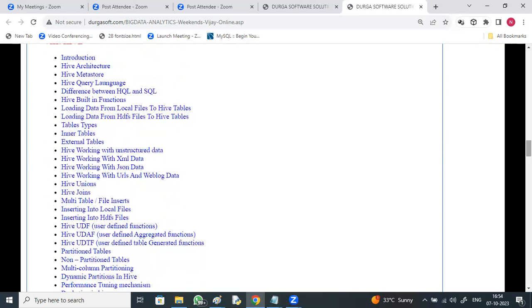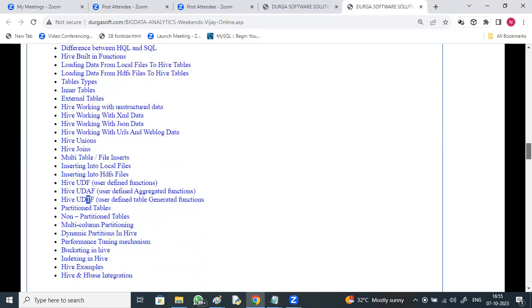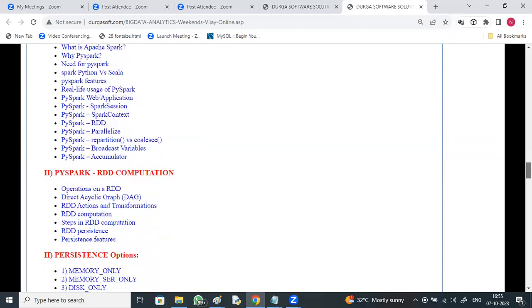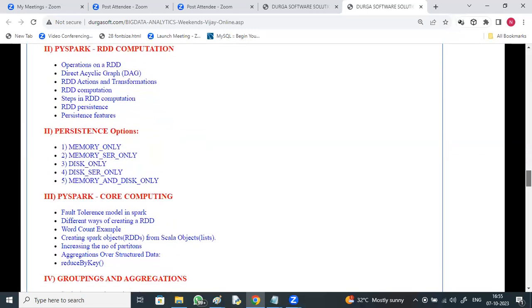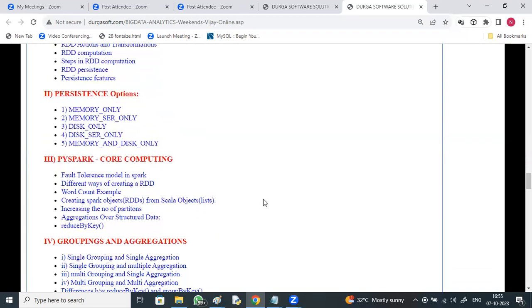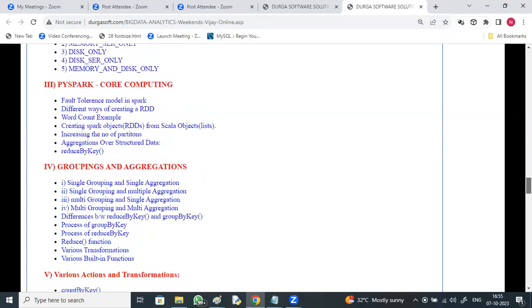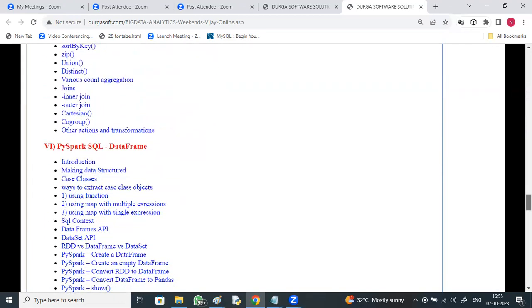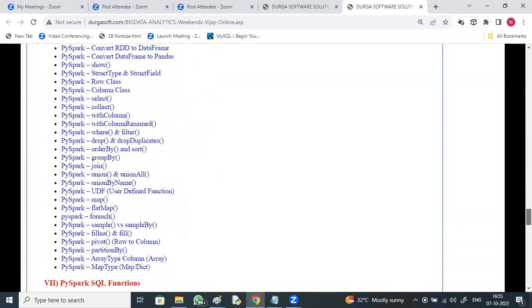Hive in brief, Hive is a kind of data warehouse environment in the Hadoop framework. We will create tables, work with unstructured XML, JSON, URL, create UDF, UDAF, UDTFs, partitioning, bucketing, indexing. And coming to PySpark introduction, PySpark RDD computation, persistence options, PySpark core computations, groupings and aggregations, various actions and transformations one by one with various working examples, PySpark SQL data frame one by one.